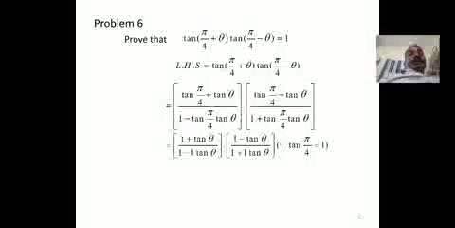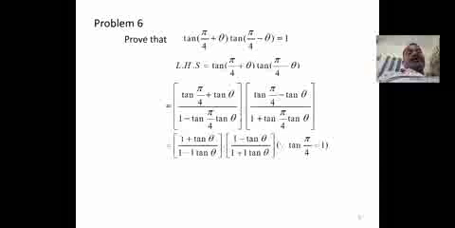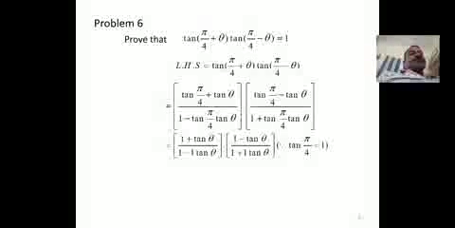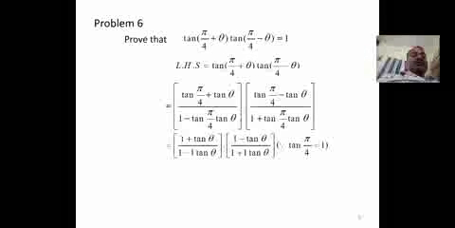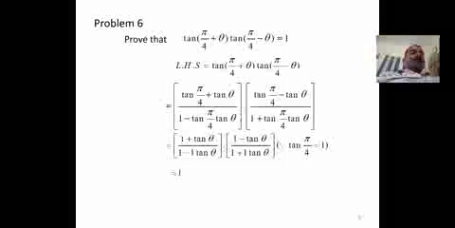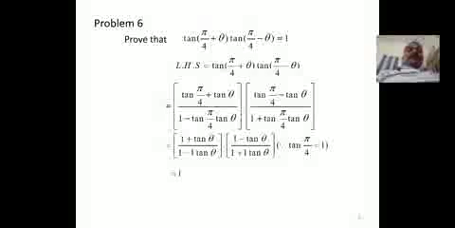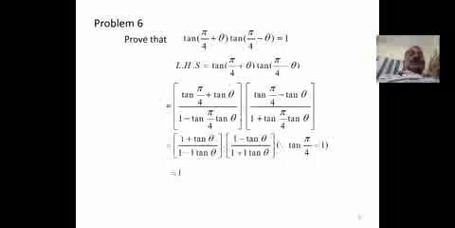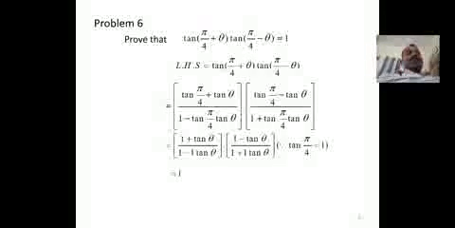Now, if you replace this, 1 plus tan theta by 1 minus tan theta, 1 minus tan theta by 1 plus tan theta, some of the terms are cancelled. 1 plus tan theta in the numerator and denominator, these two cancel. 1 minus tan theta also, one term in the numerator and one in the denominator, will cancel. The result is 1 only. Therefore, tan pi by 4 plus theta into tan pi by 4 minus theta is equal to 1. That is RHS.